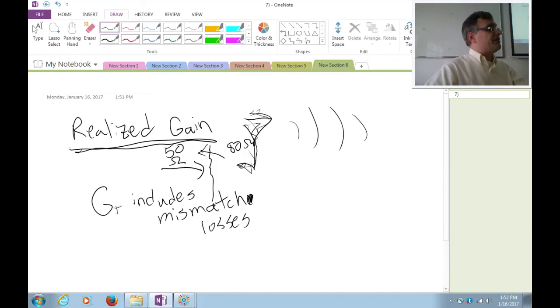So just be aware that that may include losses in addition to what we are going to use. I like to specify it: this is realized gain. You know, that should be only directivity times radiation efficiency.